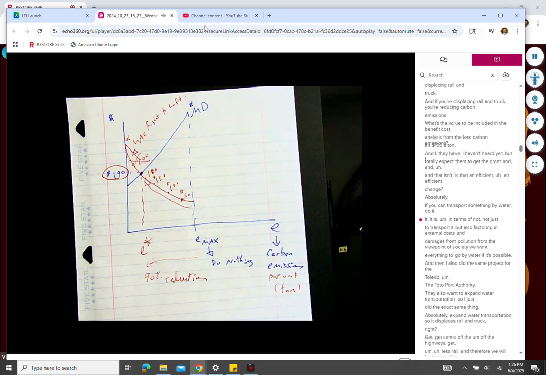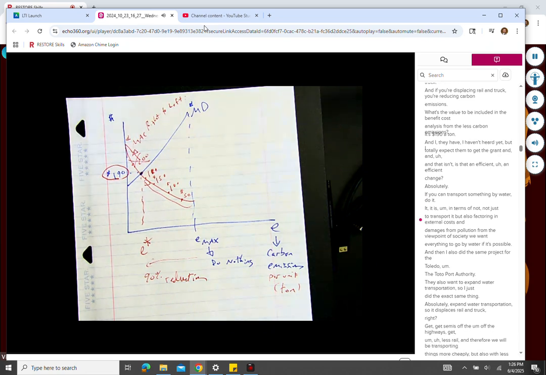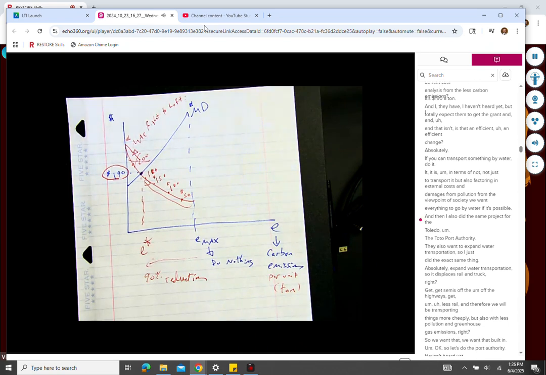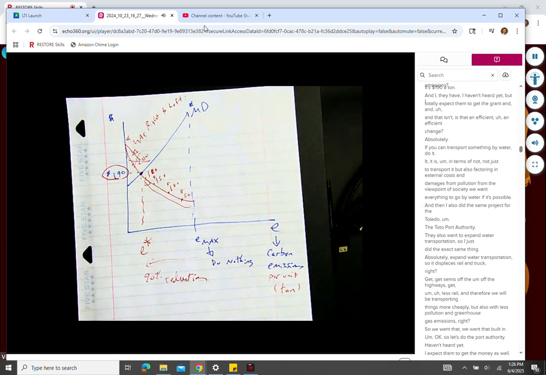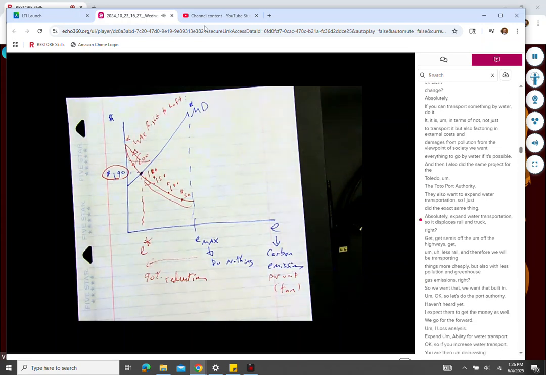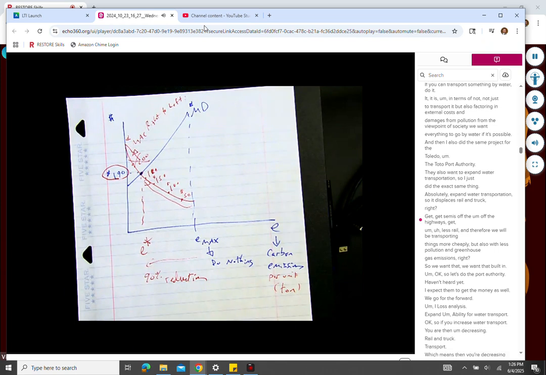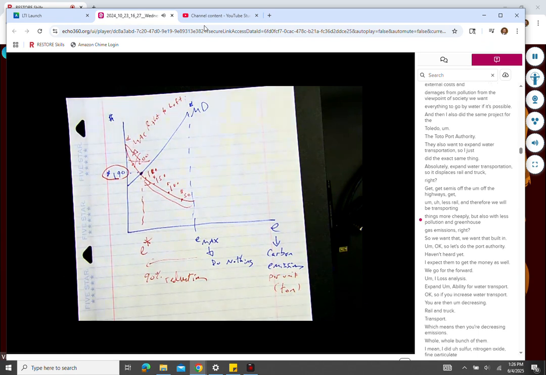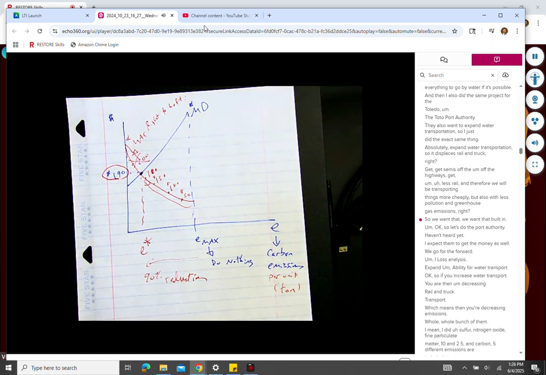It is, in terms of not just transporting it, but also factoring in external costs and damages from pollution. From the viewpoint of society, we want everything to go by water if it's possible. And then I also did the same project for the Toledo Port Authority. They also want to expand water transportation, so I did the exact same thing. Absolutely, expand water transportation so it displaces rail and truck, right? Get semis off the highways, get less rail, and therefore we will be transporting things more cheaply, but also with less pollution and greenhouse gas emissions, right? So we want that built in.